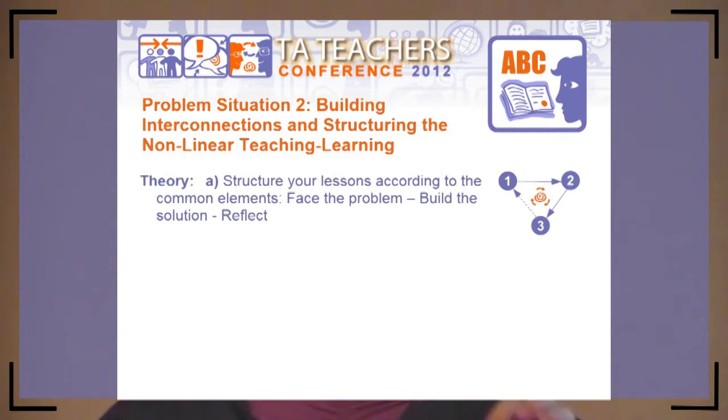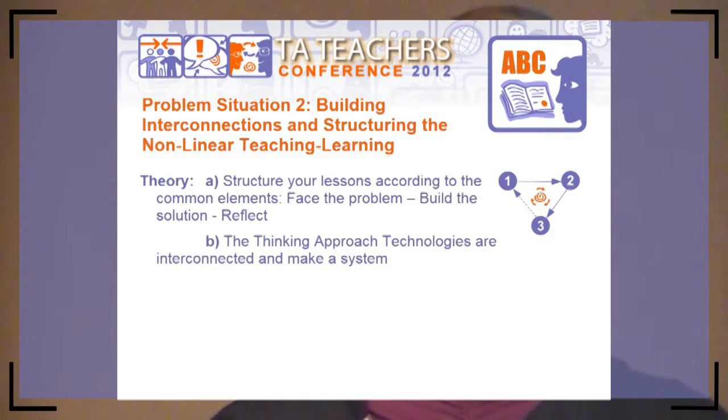So if you remember, the thinking task framework, 3 steps. When we try to organize the non-linear process of the teaching learning process, and when we work with the thinking approach, we work with technologies. And these technologies are interconnected. So grammar technology, we work with grammar, we work with text, we work with the self-study, and they are all interconnected because they are united by some common elements. What did I do?